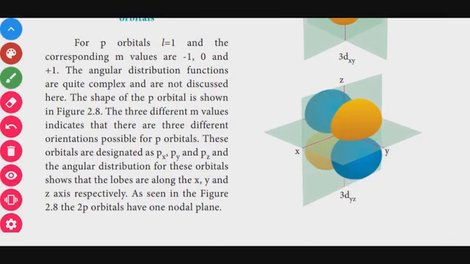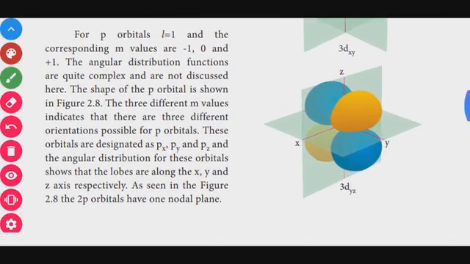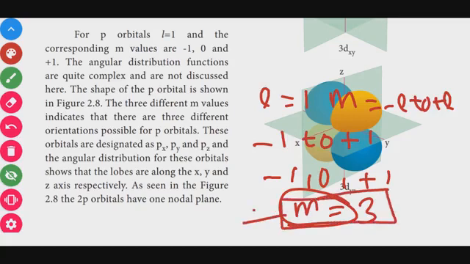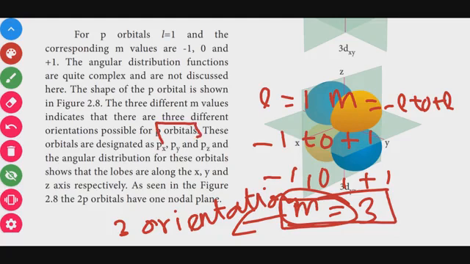The shape of the p orbital is shown. The 3 different m values indicate that there are 3 different orientations. Three different orientations are possible. So we can conclude that 3 orientations are possible. For p orbital the 3 different orientations are px, py and pz.